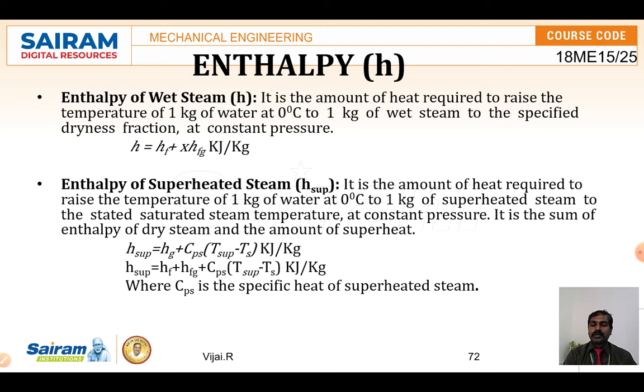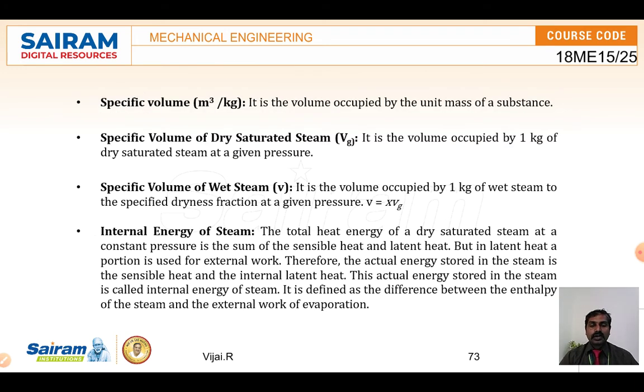So Hg plus Cps into T super, where T super is the superheated temperature minus the saturation temperature. Saturation temperature is the temperature where the water starts to boil. Normally for water it is 100 degrees, for other liquids it will change. That is the formula for superheated steam.